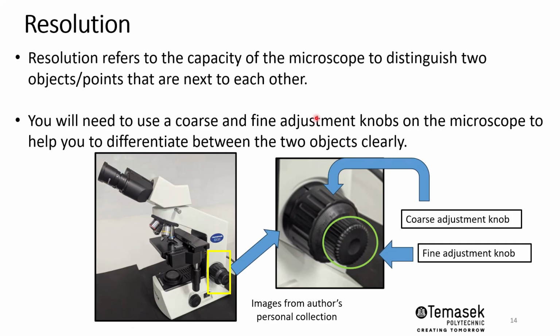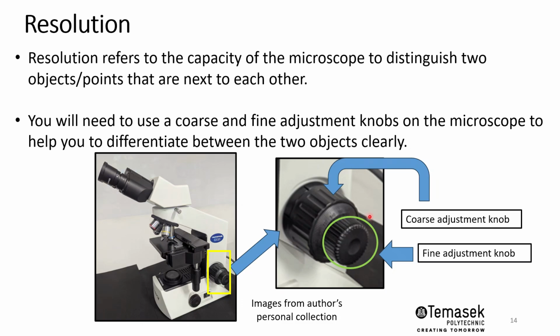When we talk about light microscope magnification, we also talk about image generation. Often resolution will come into the picture. Resolution refers to the capacity of the light microscope, or in fact any microscope, to distinguish two points or two objects that are next to each other. How we provide that magnification and resolution is to use the coarse and the fine adjustment knobs on the microscope to differentiate between these two points.